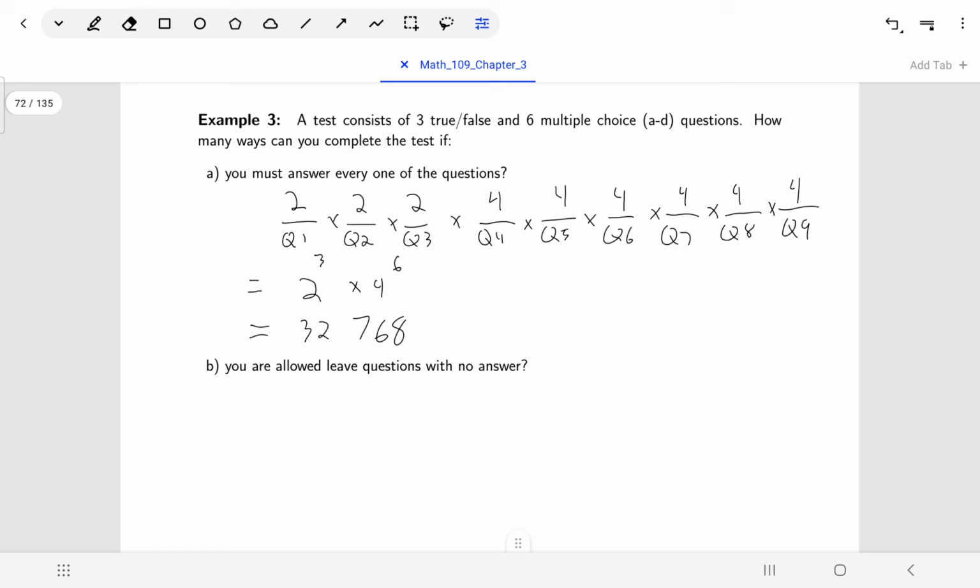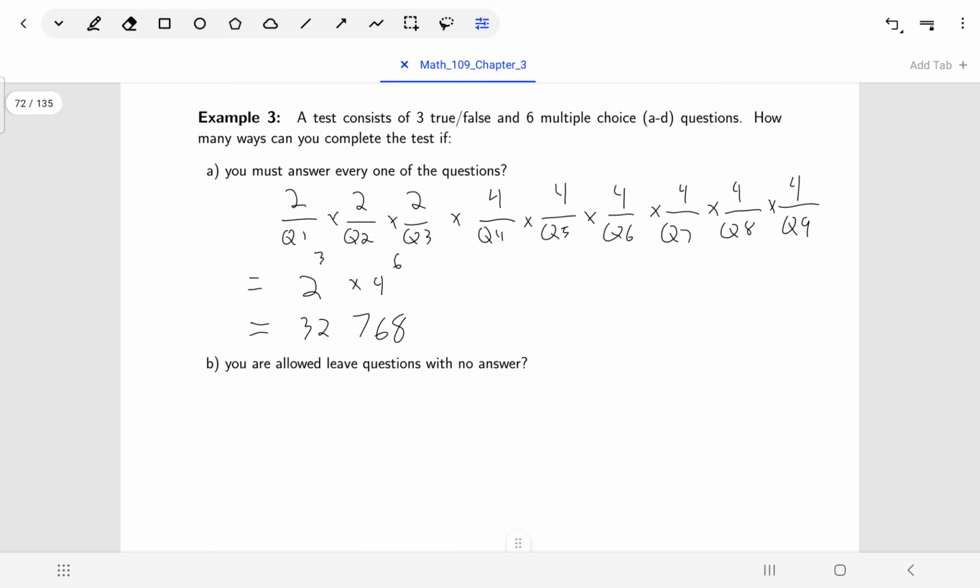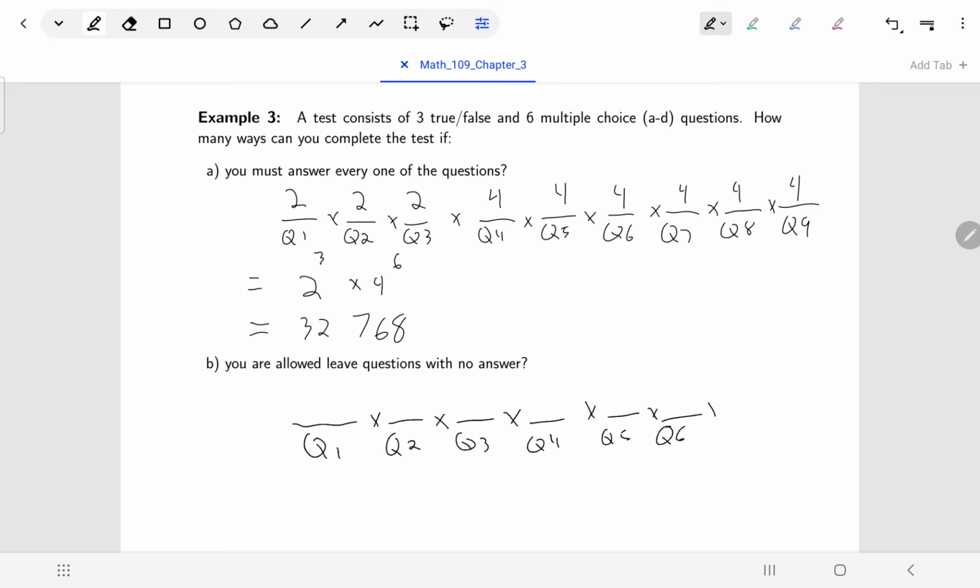Now, of course, you don't necessarily need to answer all the questions in real life. You could always leave something blank. In fact, you could leave the entire test blank if you wanted to. So now we're going to ask the question, what happens if we don't have to answer everything? What happens if we're allowed to leave questions blank? So it's still going to be 9 little activities because I'm still going to have to think about completing questions 1 through 9.